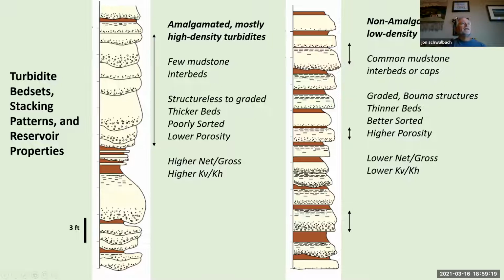And that's in contrast to the non-amalgamated lower density turbidites, which have common mudstone interbeds and caps. We see more of the Bauma sequence type bedding, thinner beds. These are going to turn out to be better sorted, higher porosity, but essentially have lower net to gross and obviously lower vertical permeability because they have to get through these mudstones.